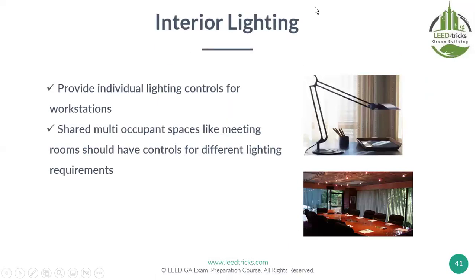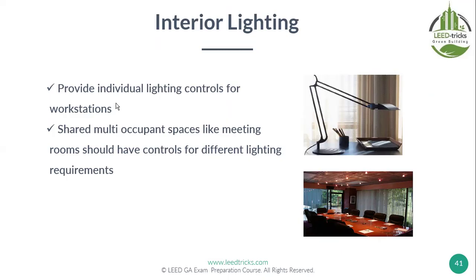Interior lighting includes two types of lighting. General lighting like this in the ceiling, we call it general lighting, and task lighting. See, this is task lighting. In LEED, we prefer to have both, but focus on task lighting. Why? Because you don't need to turn on all these lights to do your work. You just need some specific zone light or area or task light.